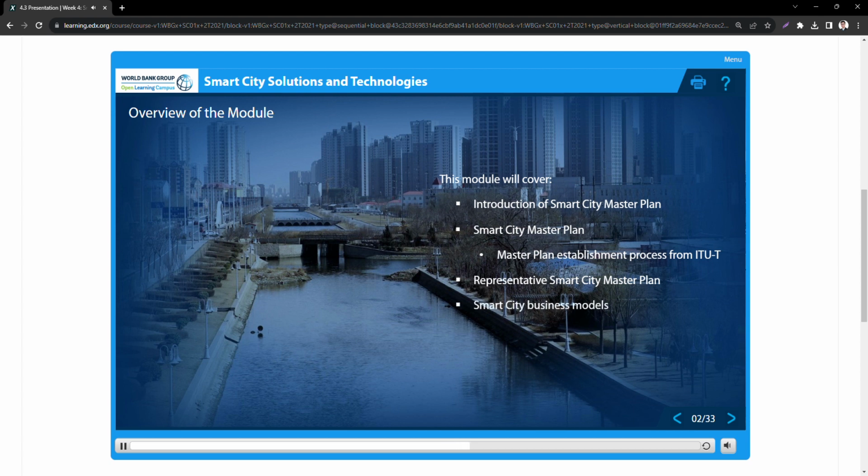Finally, the module will talk about business models in which citizens can participate to mutually achieve a virtuous economic cycle. For this, we will look at the business model methodologies and how it is structured in existing services and frameworks.